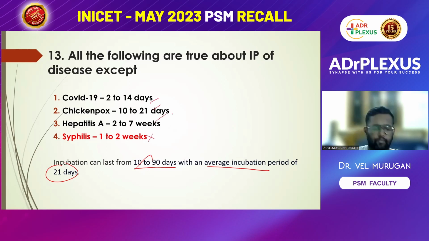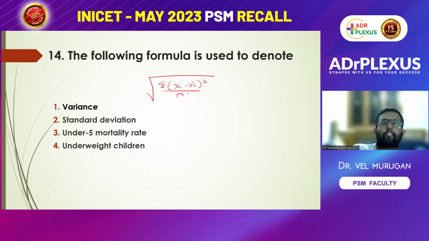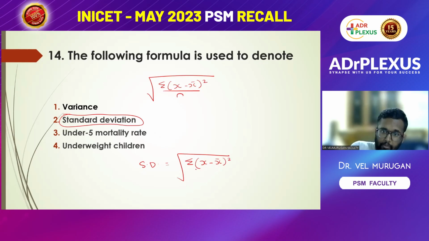All others are right. Next, the following formula is used to denote: root of sigma (x minus x bar) the whole square divided by n. This is the formula. It denotes standard deviation. So what is the formula for standard deviation? It is the square root of the summation of mean minus all variables, squared, divided by n, if n is more than or equal to 30.